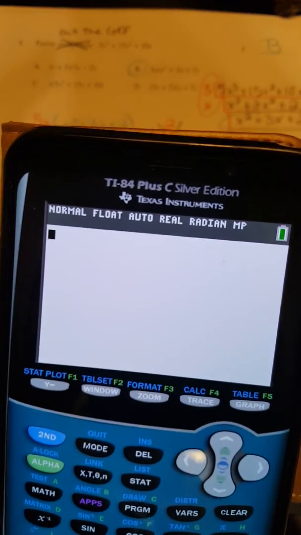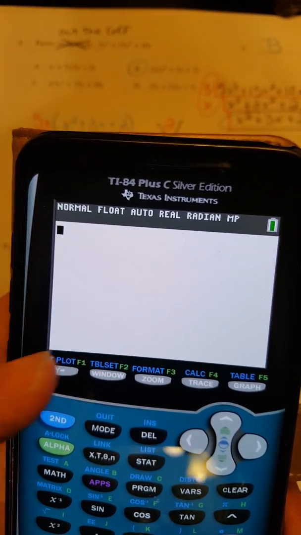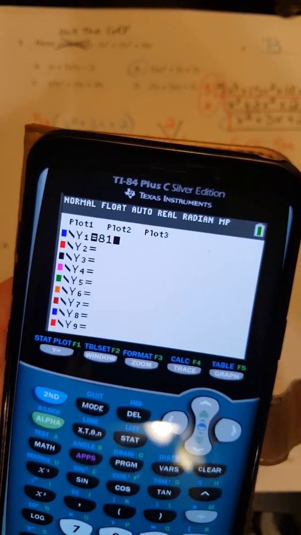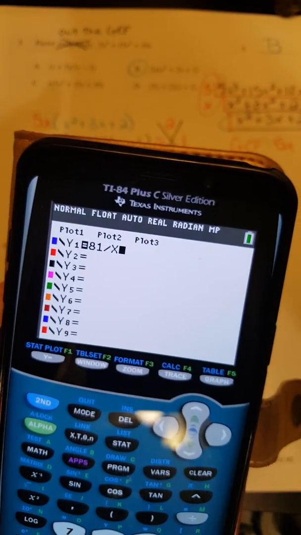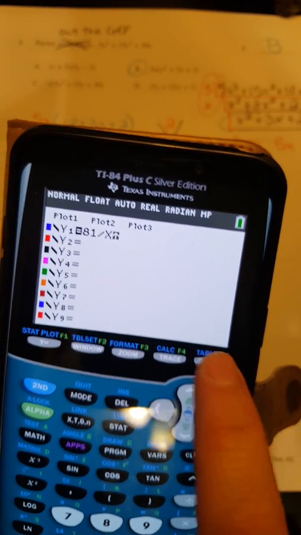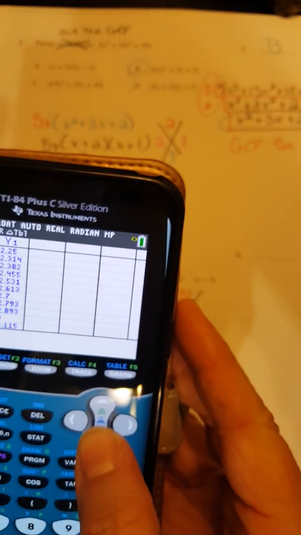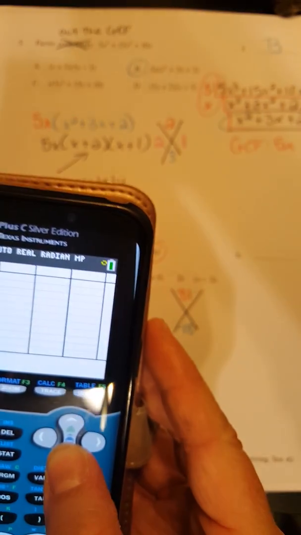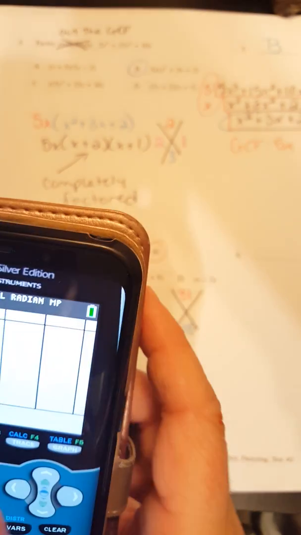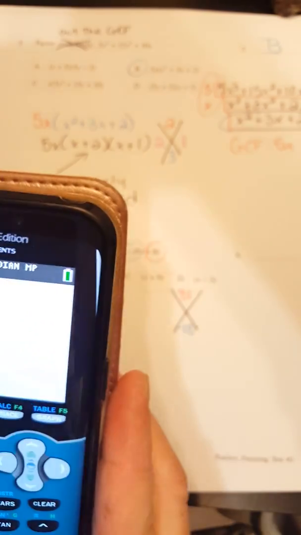So on your calculator, you'd press y equals, and then you're going to type in the number you want to multiply, that 81 divided by x. And then we're going to go second and graph. And that'll take us into our table. Now let me scroll back to where it's closer to 0. Actually, we'll go the easy way.